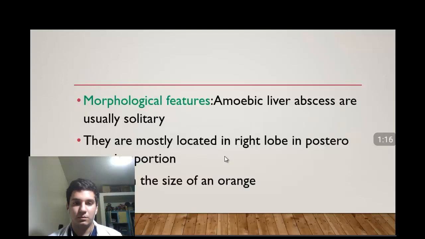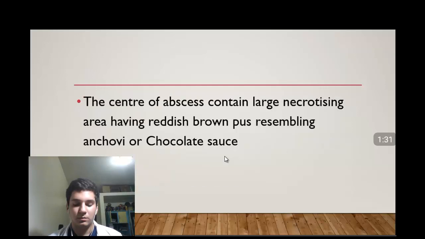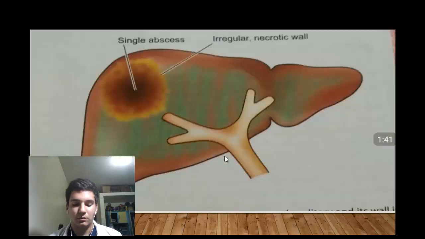Coming to the morphological features, amebic liver abscesses are usually solitary. They are mostly located in the right lobe and posterior superior portion. They are usually the size of an orange. The center of the abscess shows a large necrotizing area having reddish brown pus resembling anchovy or chocolate sauce. It is a gross feature of amebic liver abscess, showing a single abscess which is irregular with a necrotic wall.